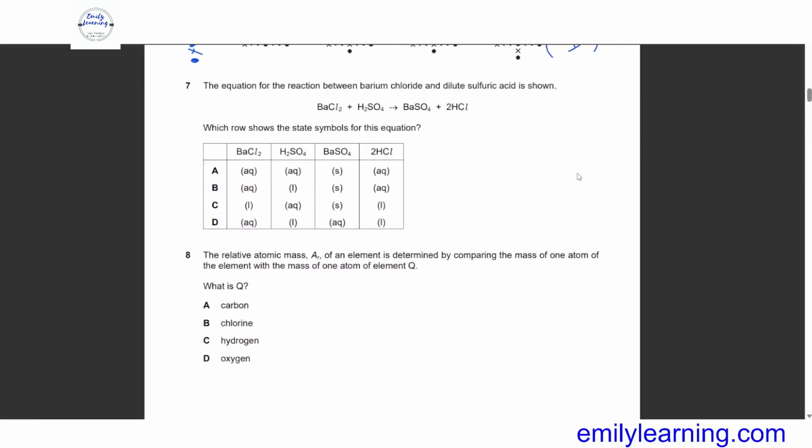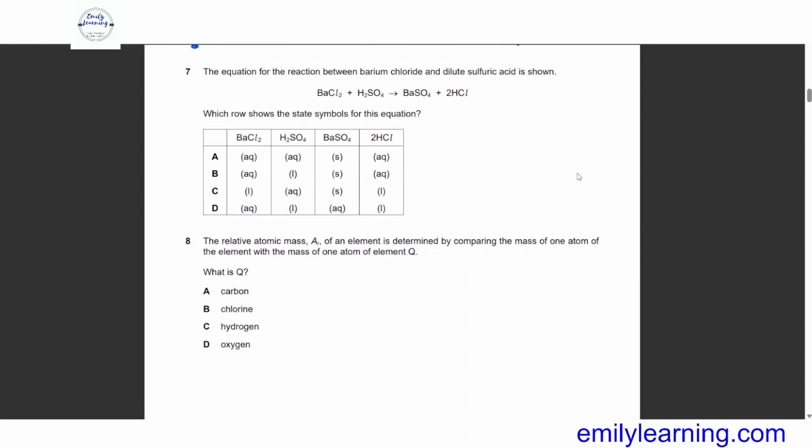Okay, going on to question 7, the equation for the reaction between barium chloride and dilute sulfuric acid is shown. Which row shows the state symbols for this equation? In order to know the state symbols, you need to refer to your solubility table. Barium chloride itself is aqueous because all chlorides are soluble except for lead and silver. So barium chloride is considered soluble. Sulfuric acid is soluble, so it's definitely aq.